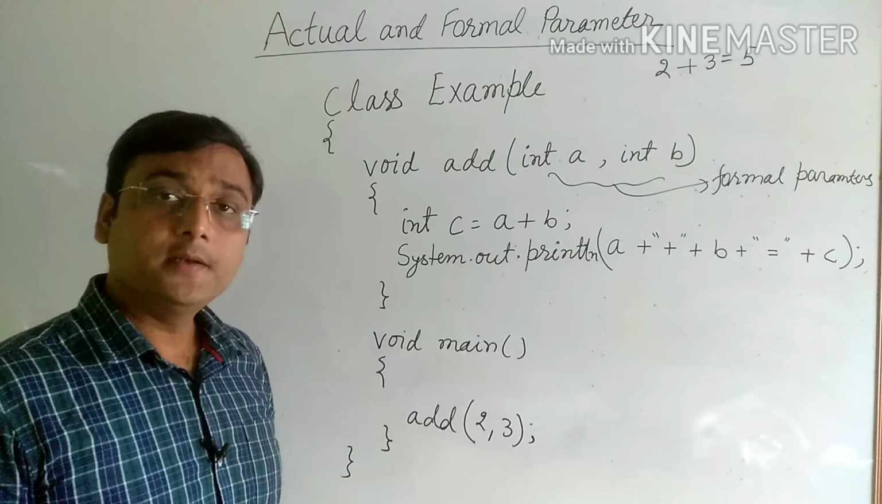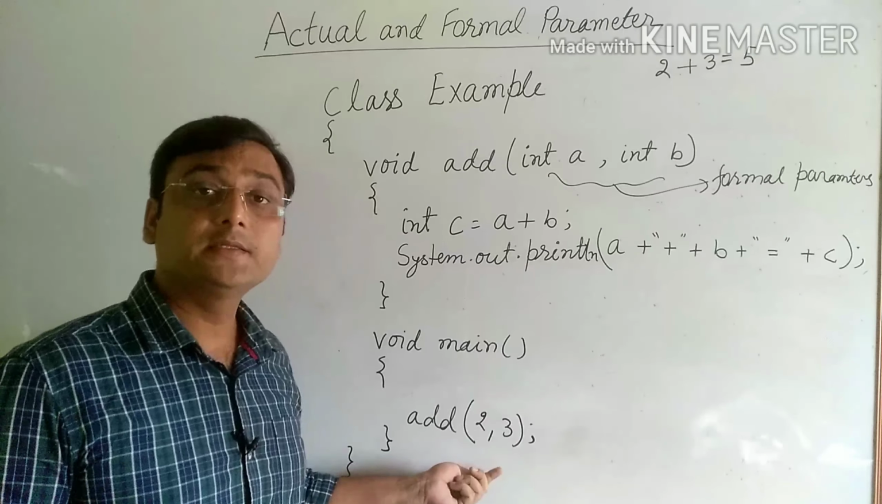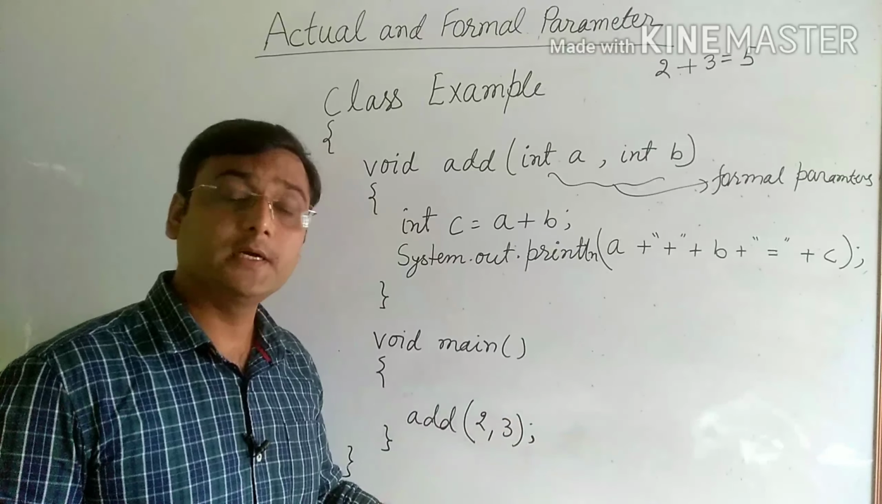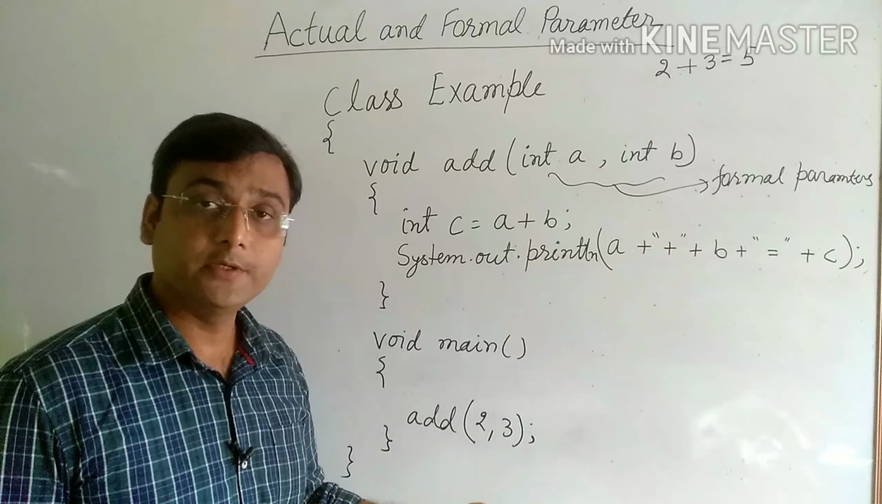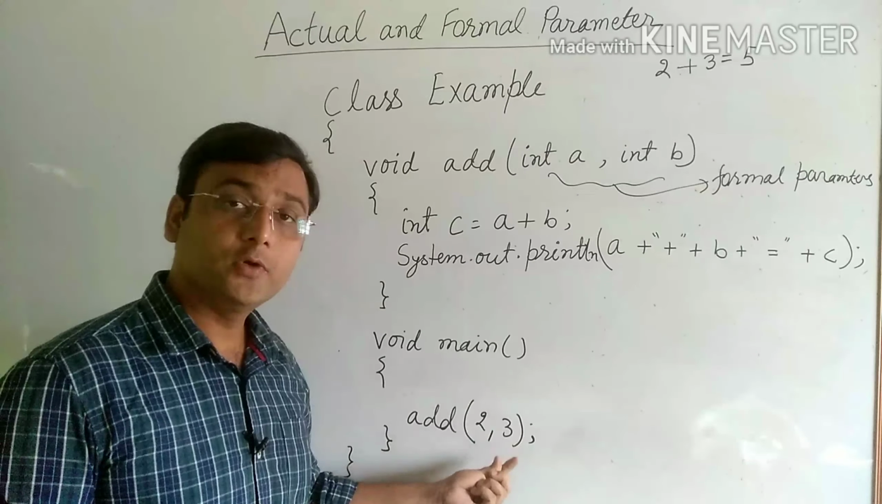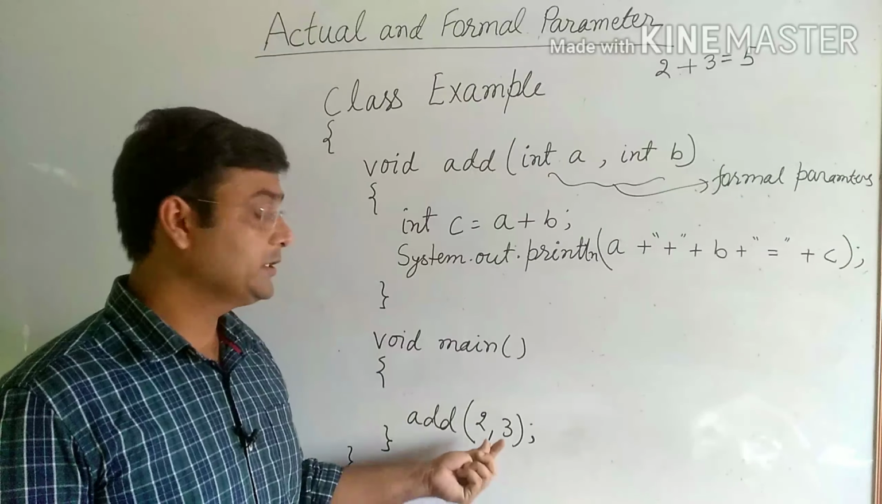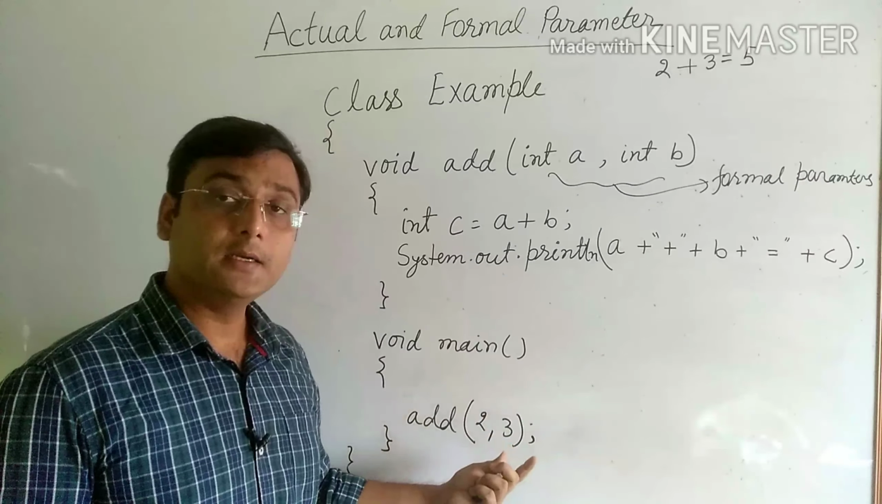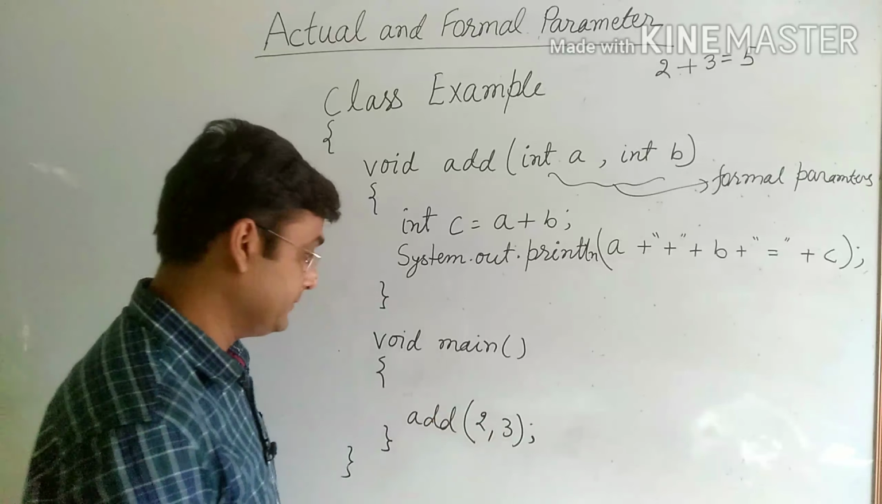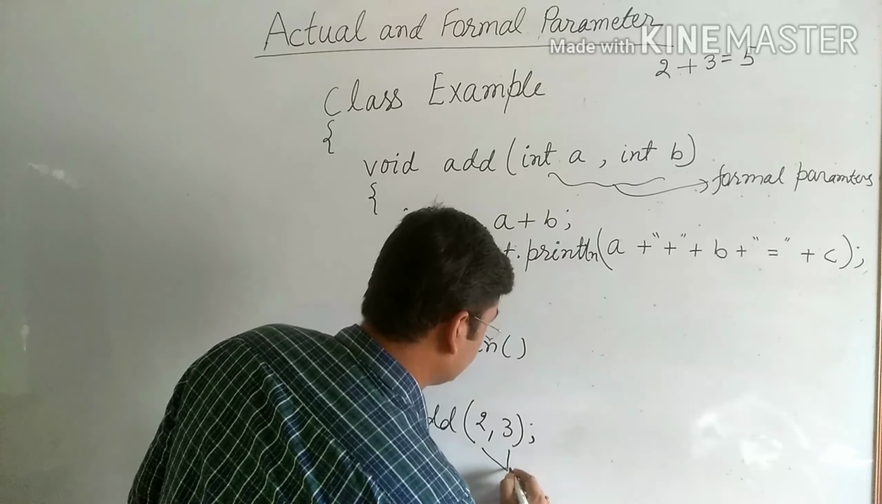And when we pass the values at the time of calling the method, at that time they are called actual parameters. We are actually passing the values from here, so they are called actual parameters. So 2 and 3 are actual parameters here. These two.